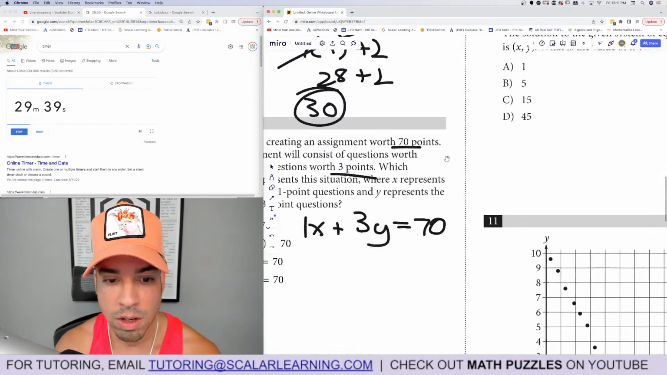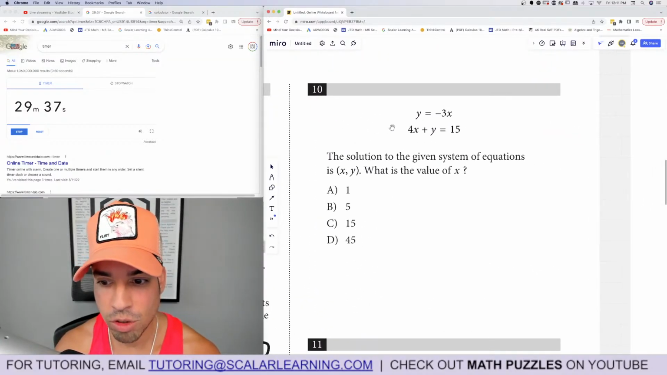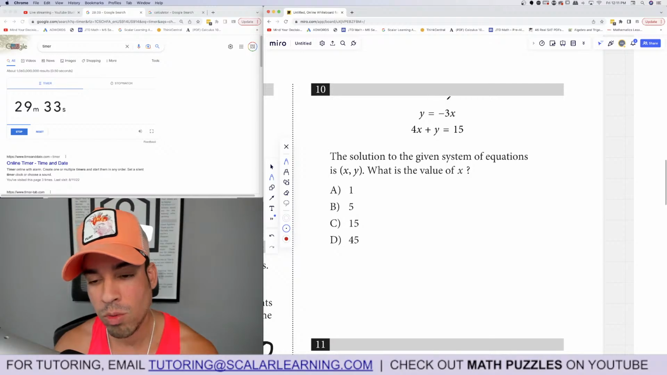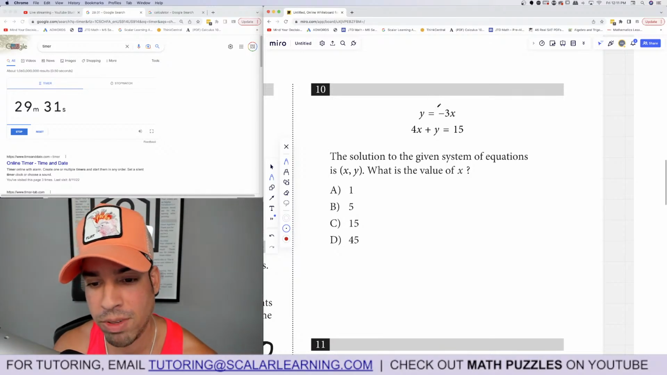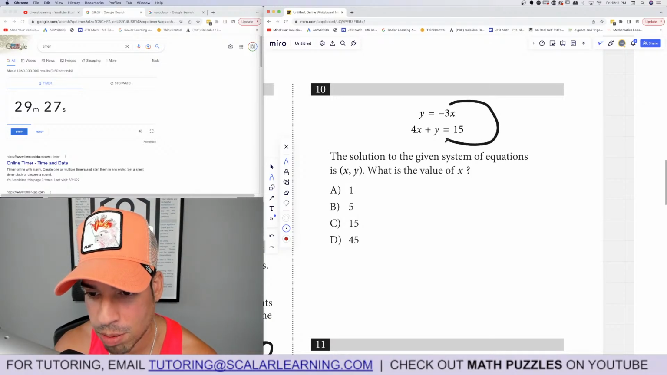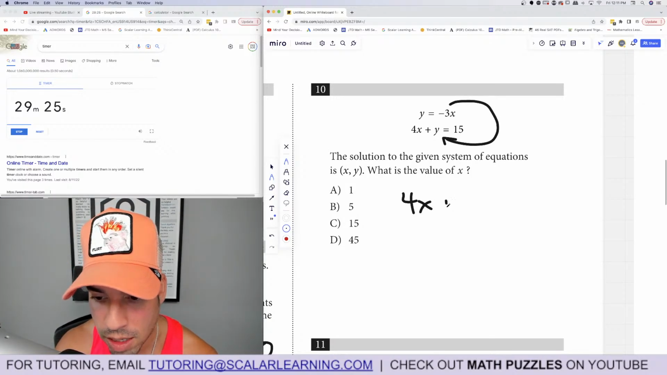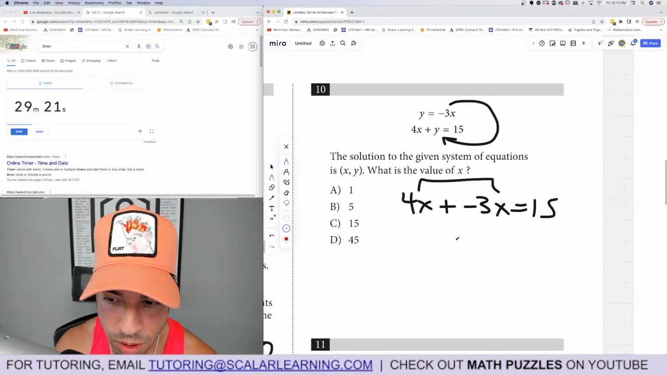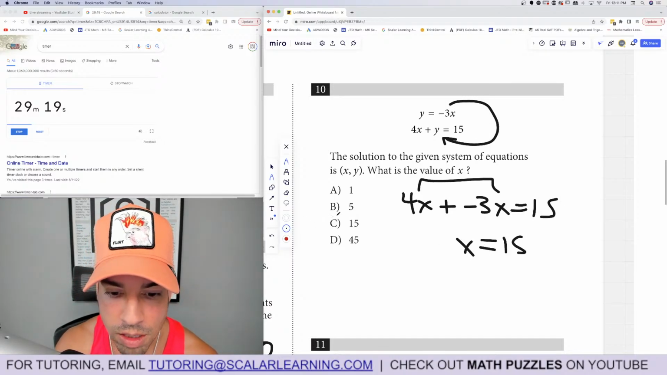Done. Number 10, the solution to a given system of equations. What is the value of X? Normally I like to do elimination, but this is perfect for substitution. So watch what I'm going to do. Y equals negative 3X. I'm going to plug that in for Y in the bottom equation. 4X plus negative 3X equals 15. Combining 4X plus negative 3X gives X equals 15. C is the winner, done.